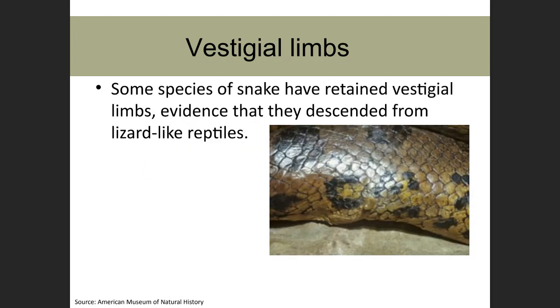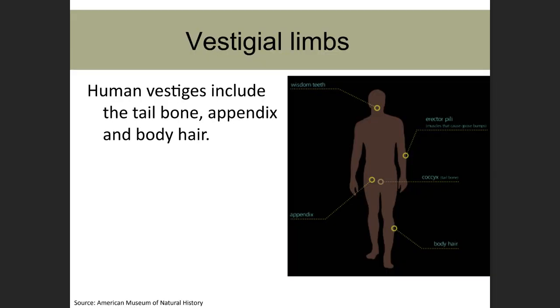Some snakes actually, some species of snake have retained little nubbins there from their ancestors, which had legs. And humans have a fair number of vestigial traits as well. So our wisdom teeth, more useful when we were really chewing hard food, maybe raw stuff and gnawing at bones or something like that. Now our jaws are much smaller and we don't really have room for them, or not everybody does.